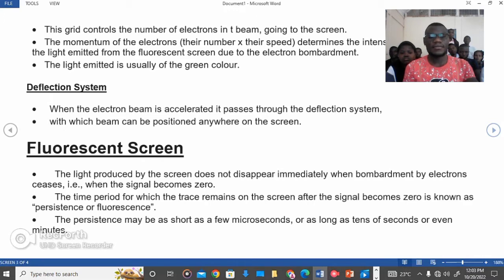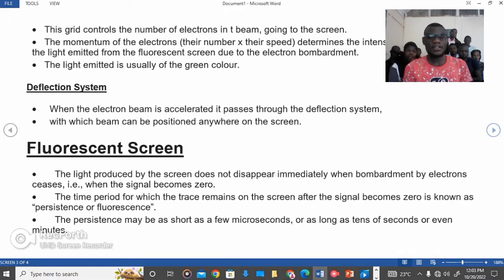Deflection system. When the electron beam is accelerated, it passes through the deflection system, as you saw on the diagram, with which the beam can be positioned anywhere on the screen. Then we also have the fluorescent screen. The fluorescent screen is also a part of the cathode ray tube.